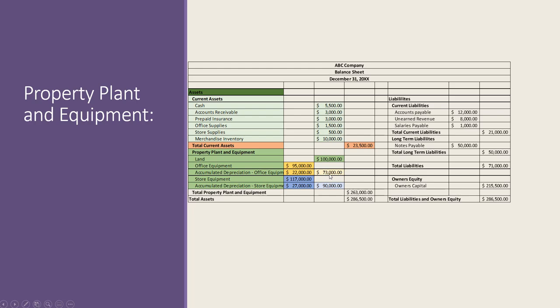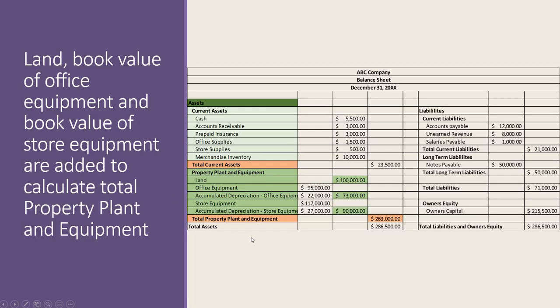And that book value gets recorded in the center column on the same row as the accumulated depreciation of the office equipment. We repeat that process for store equipment. Here was our original cost of the store equipment, $117,000. Our depreciation account shows a balance of $27,000, and therefore 117 minus 27 leaves us a book value for our store equipment of $90,000, and that goes again in the center column. We move on to the next step.